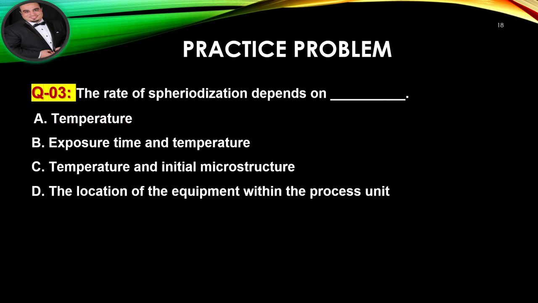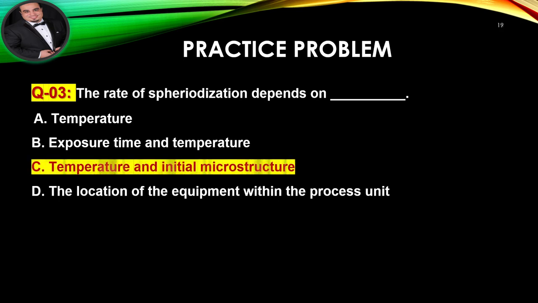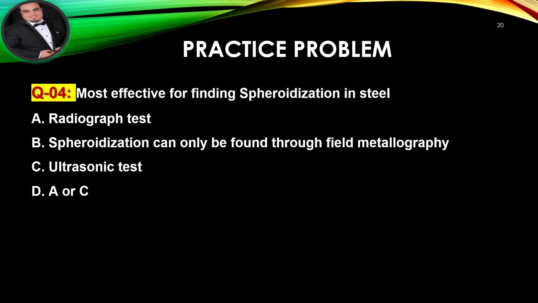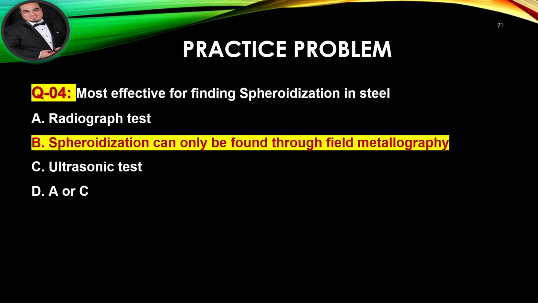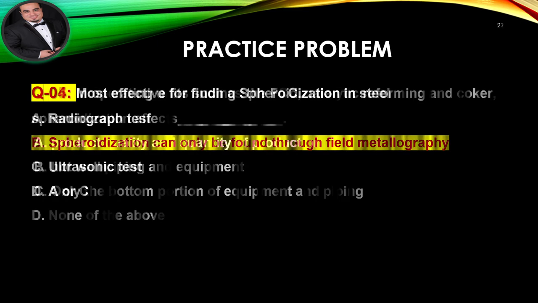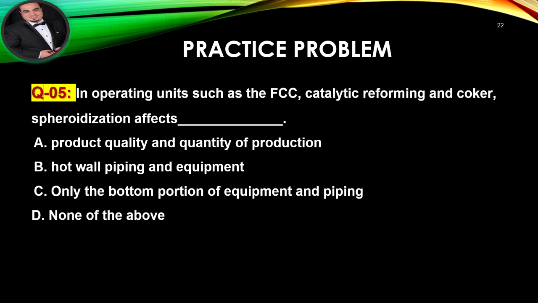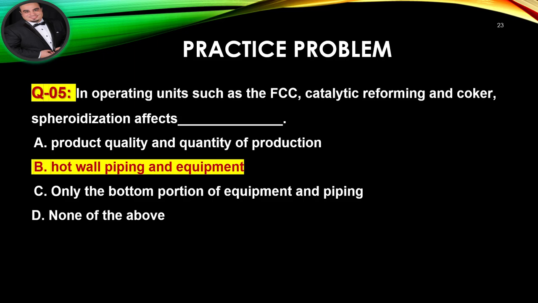Question number 3. The rate of spheroidization depends on. Answer is C. Question number 4. Most effective for finding spheroidization in steel. Answer is B. Question number 5. In operating units such as the FCC, catalytic reforming and coker, spheroidization affects. Answer is B.